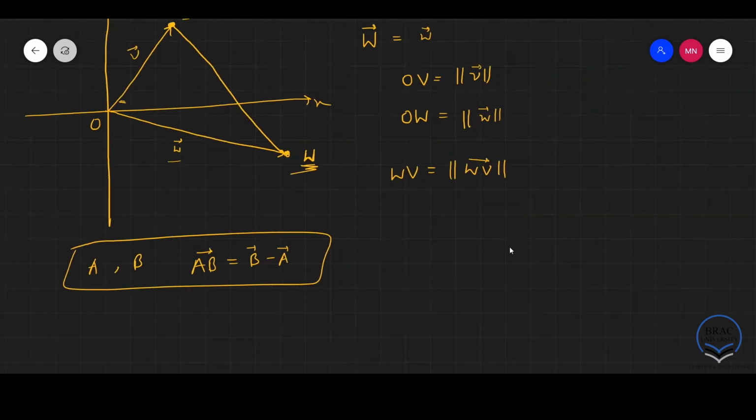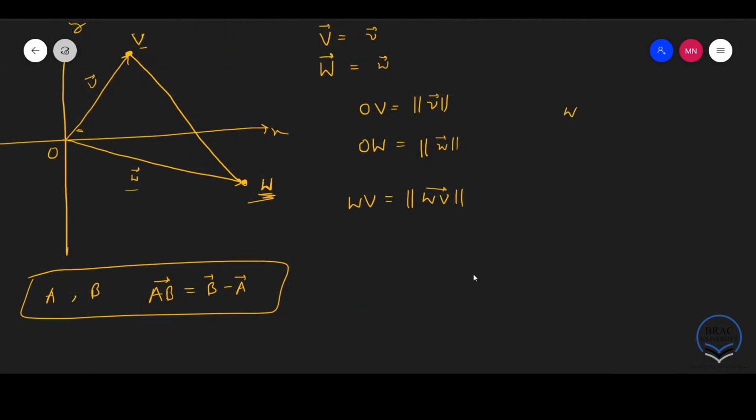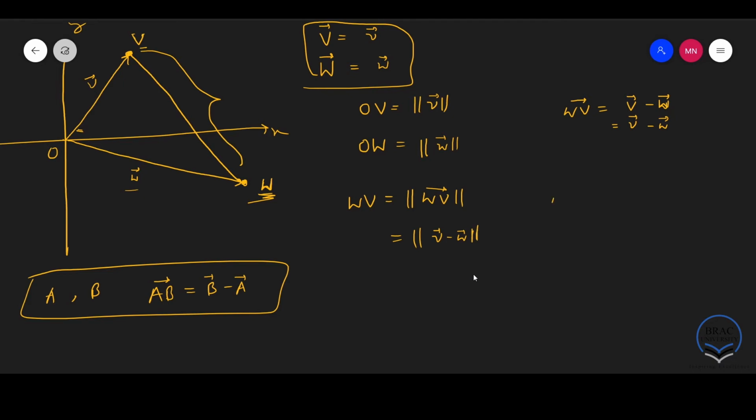So we can write this vector WV as the vector V minus the vector W, and from here we can write that this is just the vector V minus W, right? So this becomes the magnitude of V minus W, right? Now how can we find this length? Well, we can just apply the law of cosines. We can try and apply the law of cosines.